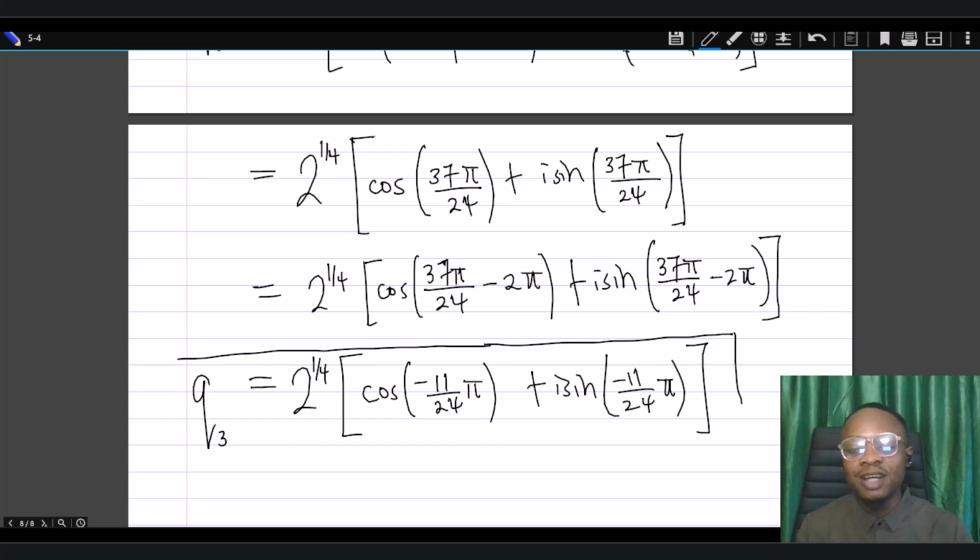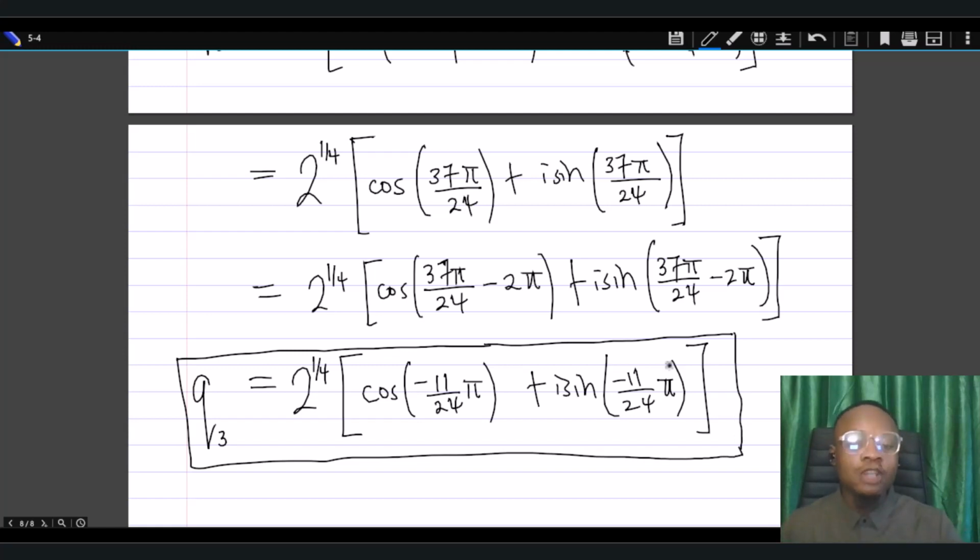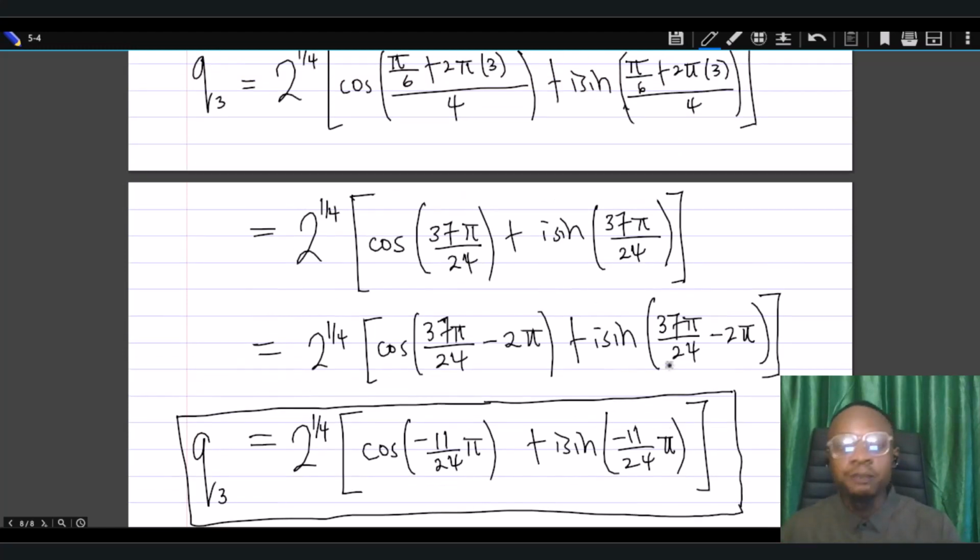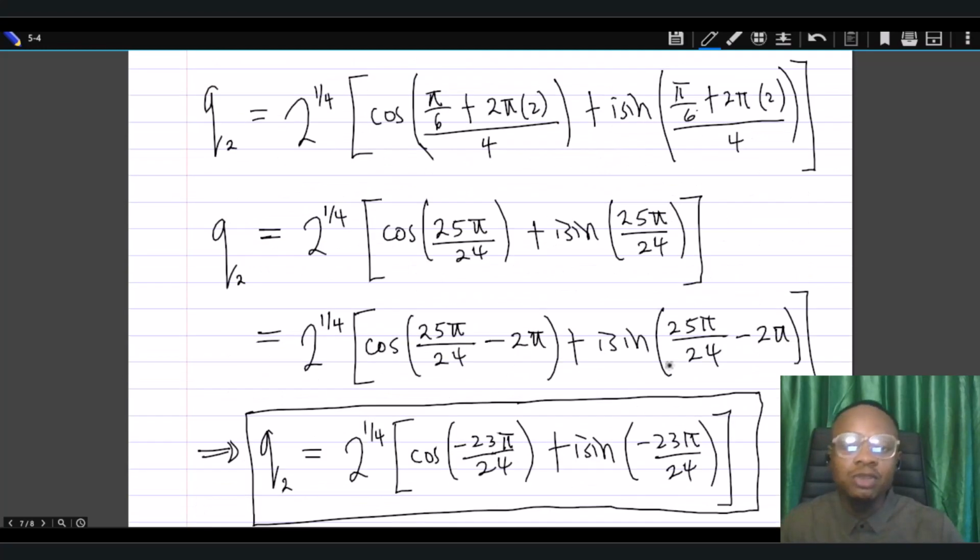The fourth root of z equals root 3 plus I. So with this, we are good to go. So we now have our result. We should verify our results with our calculator.